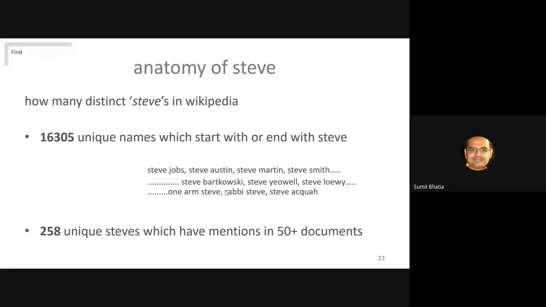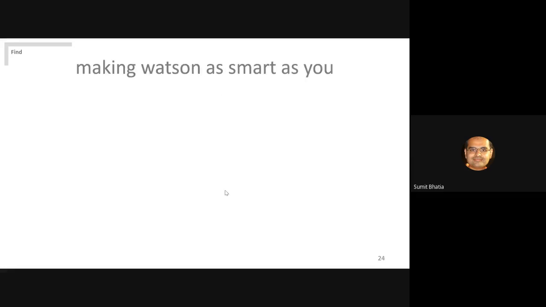Okay, so here's the problem. You have a partial name of a person or an organization, and you want to figure out which is the exact person or entity the user is looking for, right?